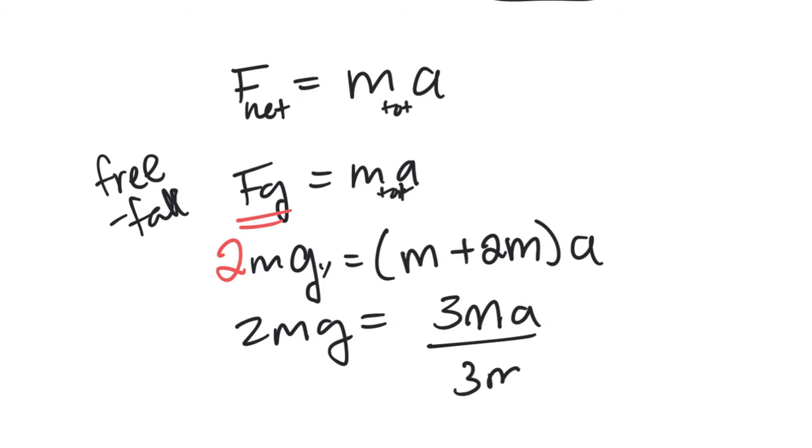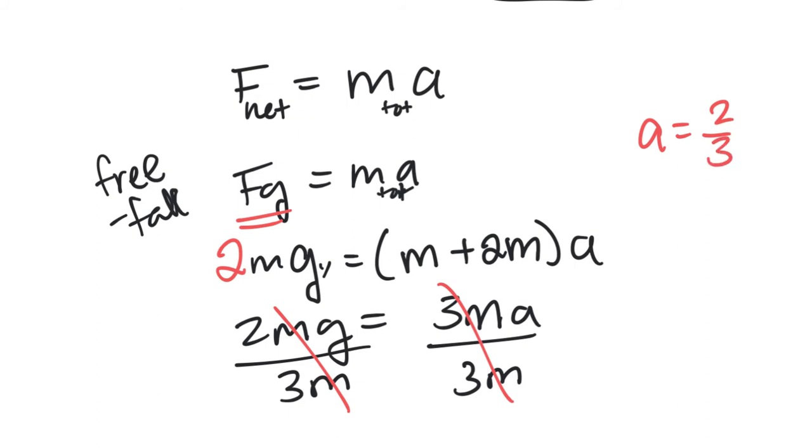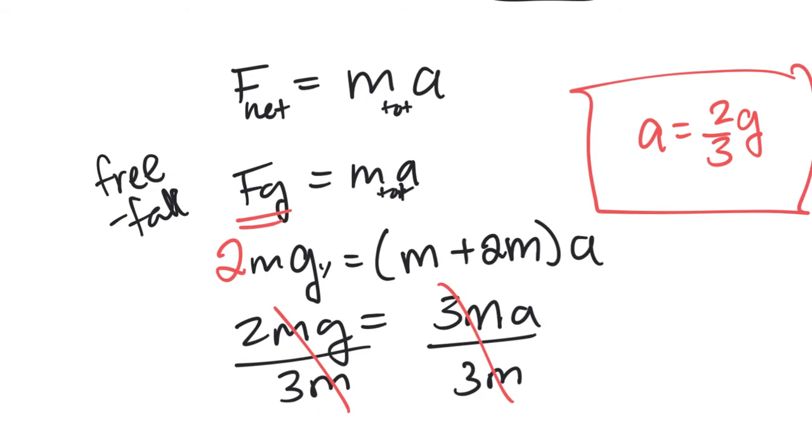So we're going to solve for acceleration now. 3m is divided on both sides, so the m's cancel out. My acceleration should be 2/3 times gravity. And then my center of mass is going to be down and to the right. So that should be A, letter A.